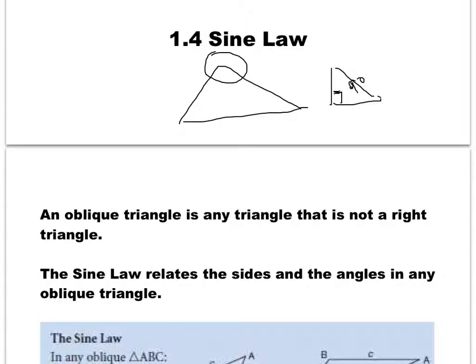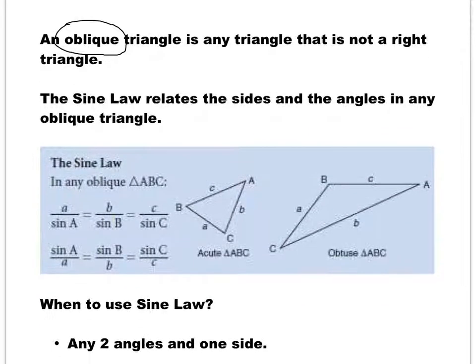We have a special name for this type of triangle. We call them oblique triangles. These are the triangles that are not a right triangle. Now, we can use the sine law, which relates the sides and the angles in any oblique triangle, a triangle which is not 90 degrees. If you remember from grade 10 applied or 11, we talked about the sine law in any oblique triangle as the ratio between the side and the sine of the angle in front of it.